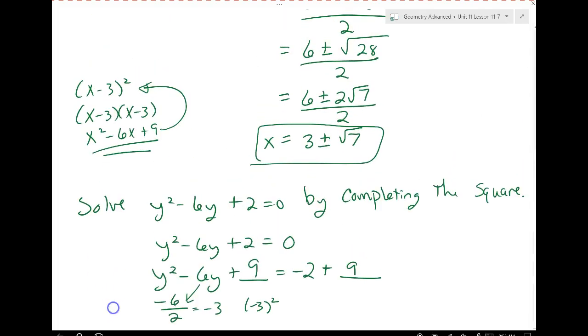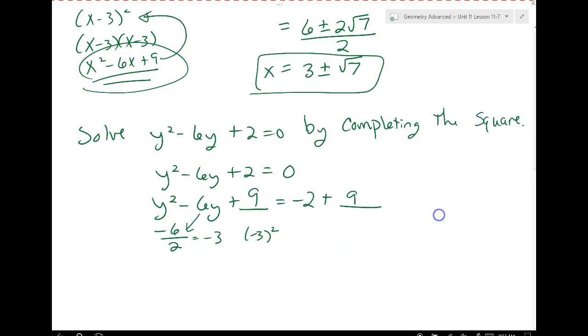Look right here, guys. Do I have the same thing right there? It's just with a y instead of an x. Should you always divide by 2? Always divide by 2. In order to do a perfect square trinomial, you always have to do that. So then here's my next step, and this is where it's fun.